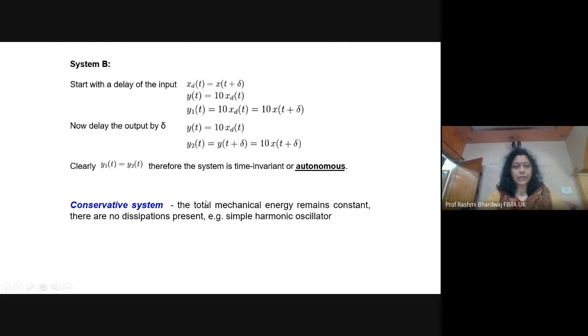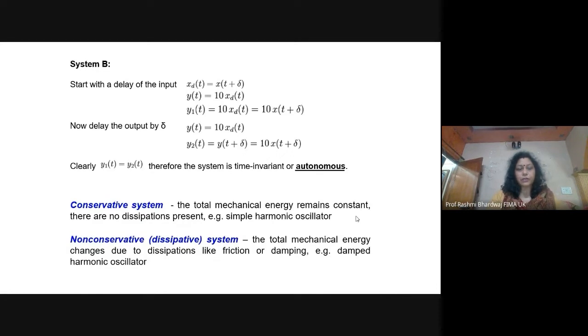Now we come to the conservative system. In this case, the total mechanical energy remains constant, and that is the important portion because most of our oscillators or simple pendulums depend on this type of oscillation, where we consider that energy should remain constant. But when we come to the non-conservative system, the energy changes, and the change may be due to friction or damping. So basically conservative systems are examples of simple harmonic oscillators.